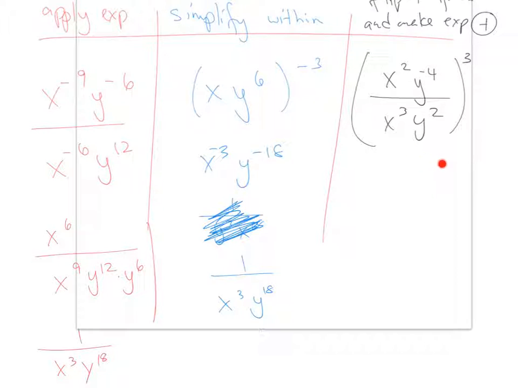In black now, over here on the far right, we could actually now apply the 3 to everything, or we could simplify within first.